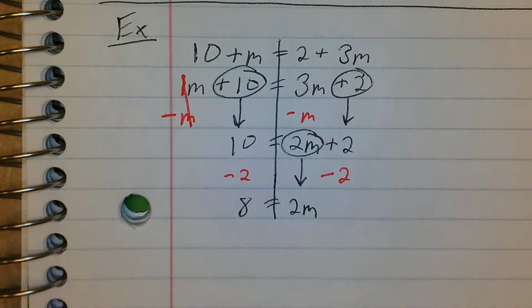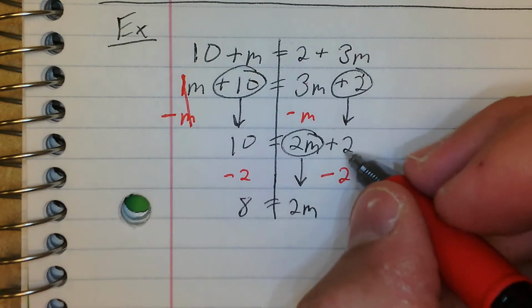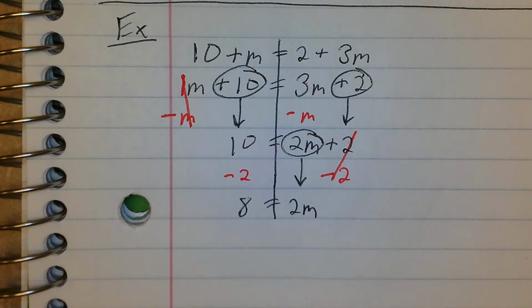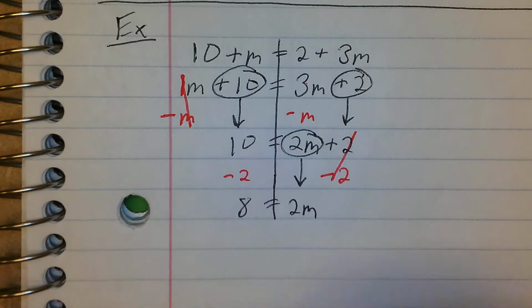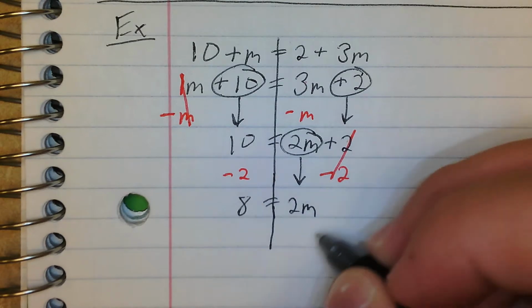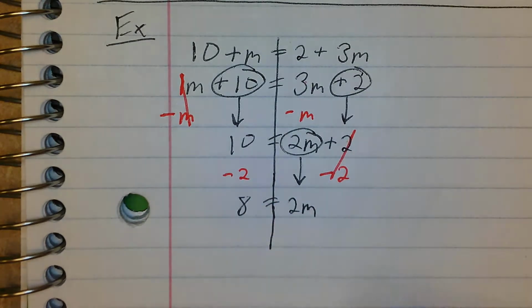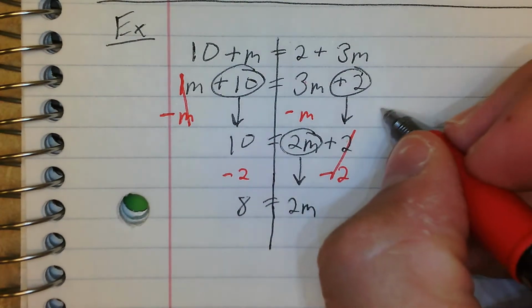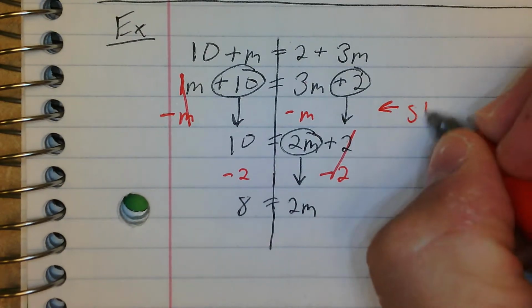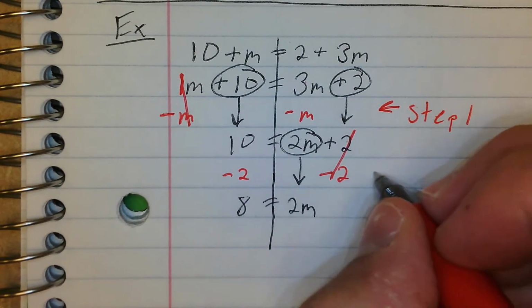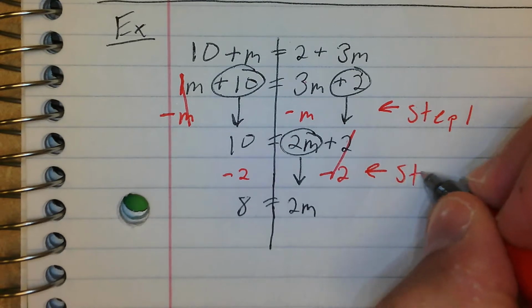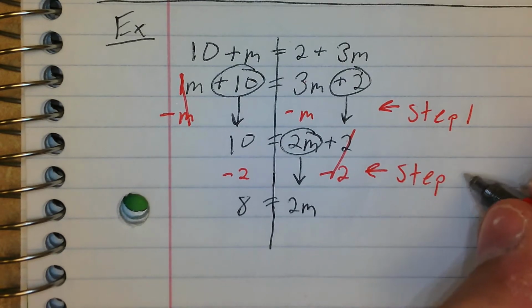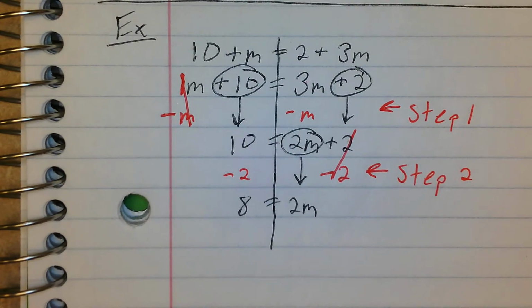I have plus 2 minus 2, so 2 minus 2 would be 0, and they're going to cancel. Great, so now we should recognize this as well, right? This was step 1, where we collected all the variables on one side of the equation. This was step 2, where we isolated the variable by using inverse operation, or we collected all the constants on the opposite side. And so now we're about to do step 3.